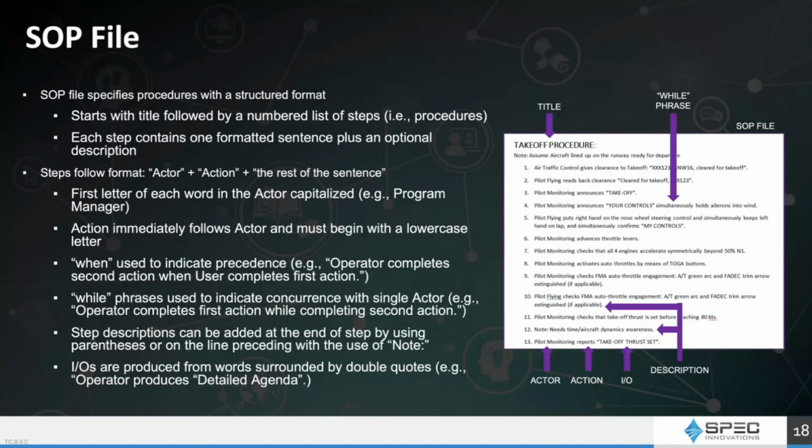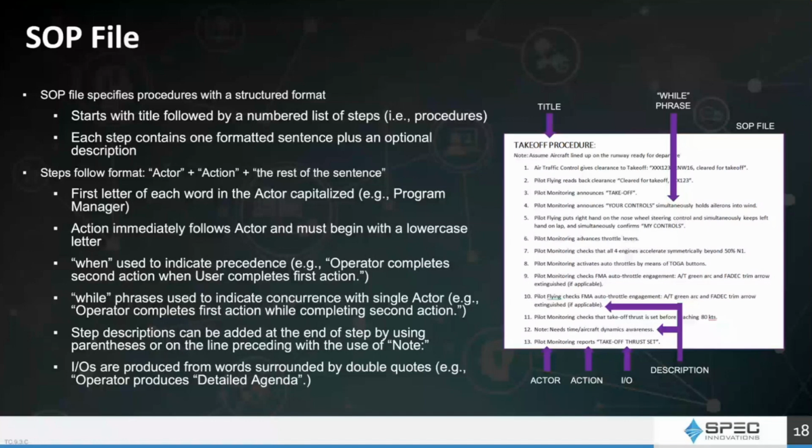We also are looking for whens to indicate precedence, so we can understand that. And particularly as things get a little more complex, like number 5 here: pilot flying puts right hand on the nose wheel steering control and simultaneously keeps left hand on lap and simultaneously confirms my controls. Now that's a much more complex sentence that I've got to parse, and think about those when and while phrases. So looking at those kinds of things to understand concurrence and precedence is all part of it.